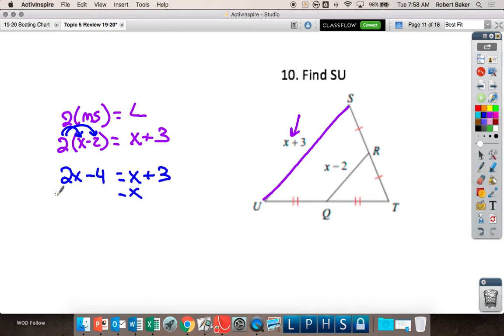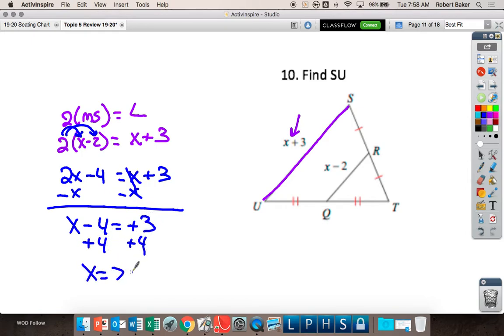Subtracting x from both sides. Add 4 to both sides. And you get x equals 7. So let's plug our numbers back in and make sure they work. 7 plus 3 is 10. And 7 minus 2 is 5. And 5 is half of 10. 10 is 2 times 5. So everything is perfect there.